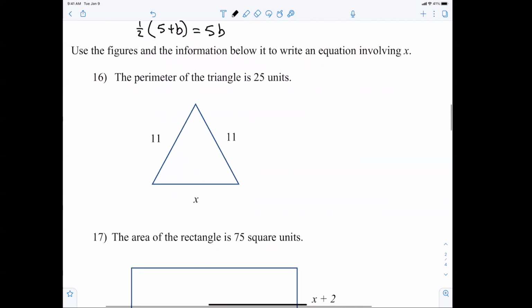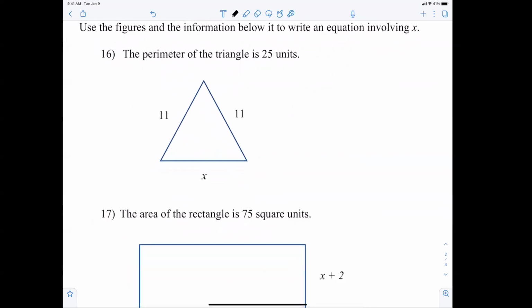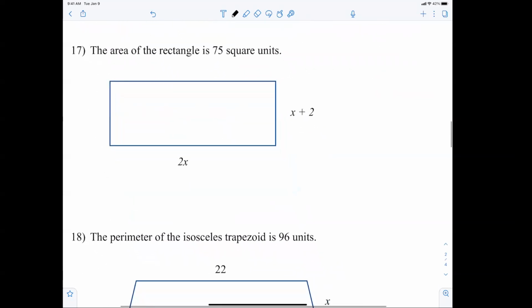All right, Ashley. You're writing an equation. If it says the perimeter, what do we do for perimeter? So what would I do here? That's all you have to do. That is exactly correct. Perimeter is add up all the sides. So you would say 11 plus x equals 25. Everybody's writing that down. All right, next, 17, go.